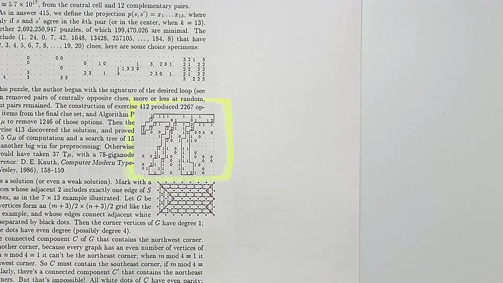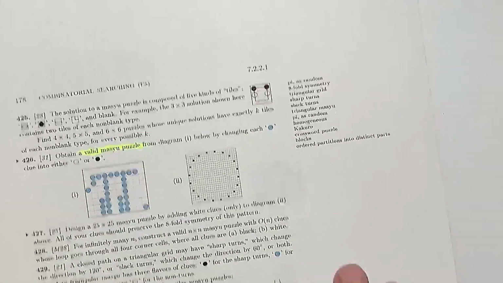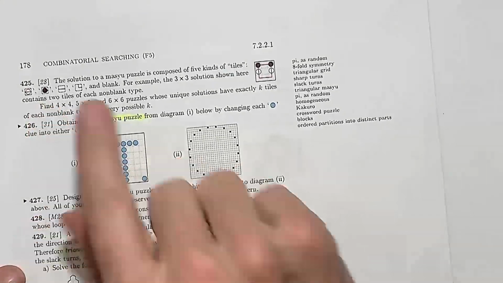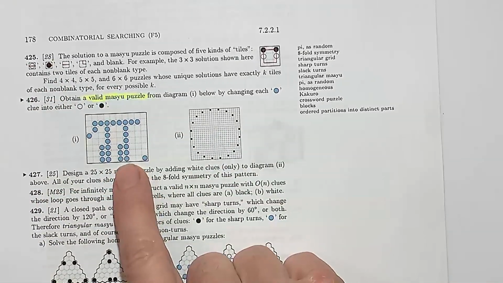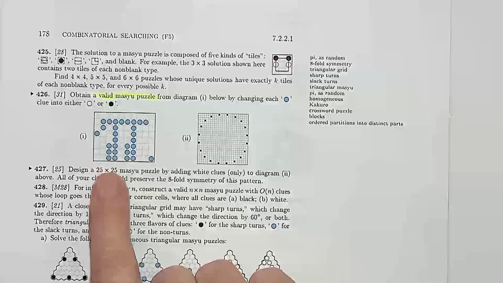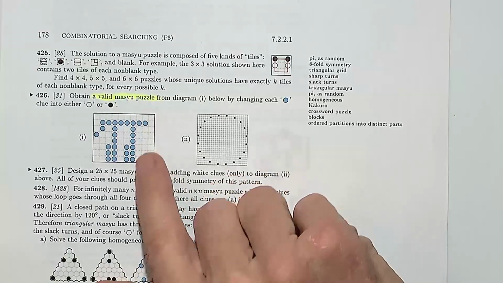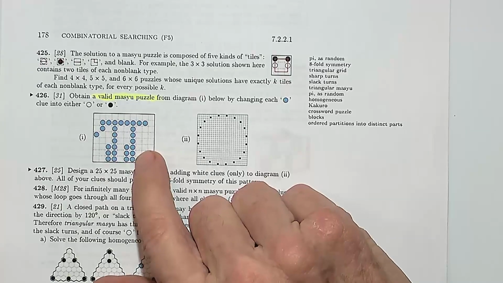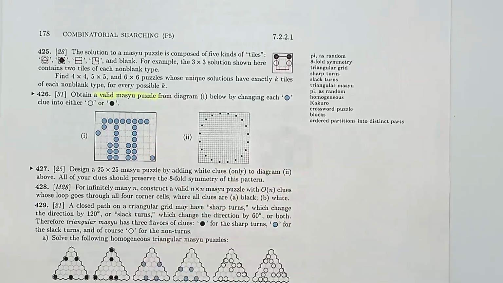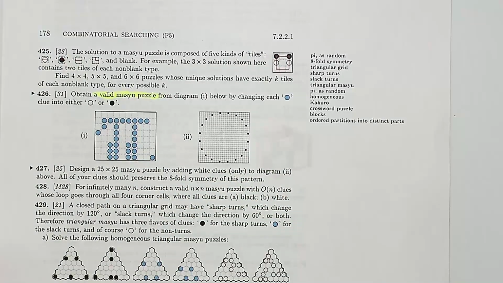But as I say, Masyu is another great puzzle. So here, the question is now, find a way that each of these has to be either a white stone or a black stone. And the result should be a valid Masyu puzzle that has only one solution. And that turned out to be a real fun thing too.